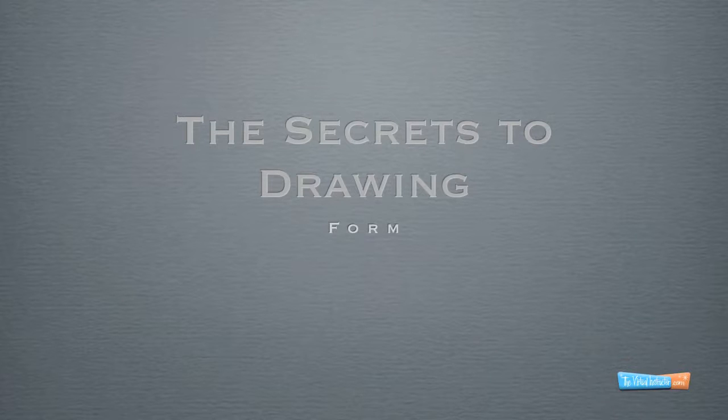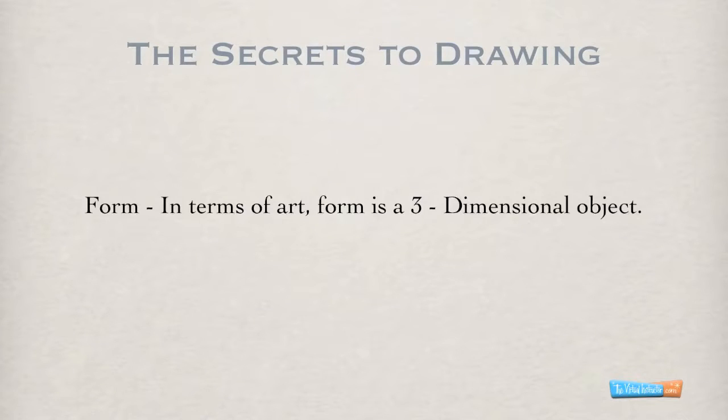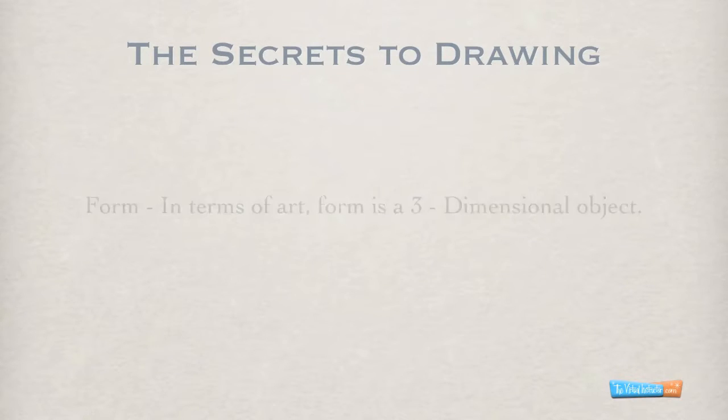In this video, we're going to talk about the next element of art, form. Before we begin, let's define what form means. In terms of art, form is a three-dimensional object. We exist in a world full of forms.